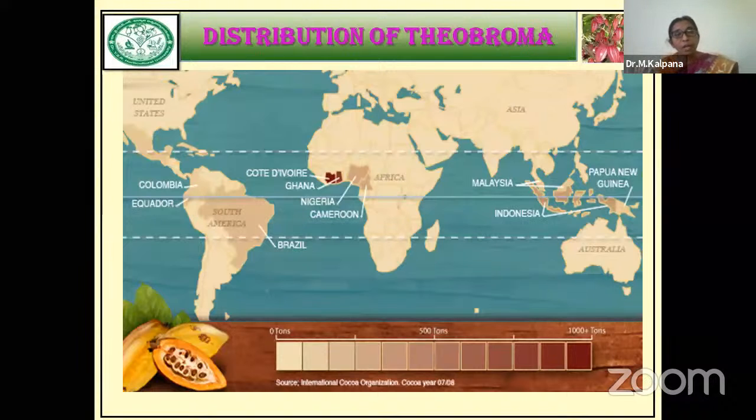How is the wild cocoa distributed? Mainly it is a typical tropical crop which is found near the equator, that is 10 degrees north and 10 degrees south of the equator. That's why the wild species of Theobroma is entirely concentrated near the equatorial region, that is Colombia, Ecuador, South America, Brazil, then Ghana, Nigeria, and among Asian countries Malaysia, Indonesia and Papua New Guinea.